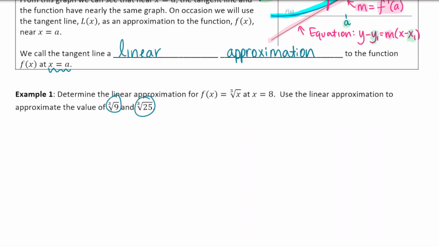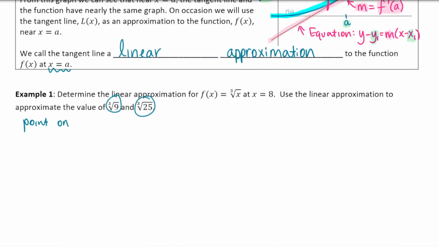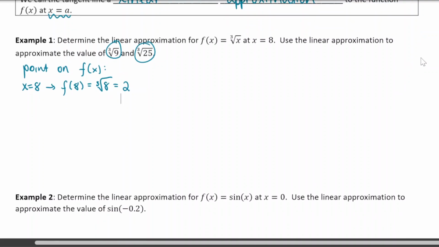First thing we want to do is find the point on f of x. They already tell me the x value, x is 8. We're going to plug that into the function to determine the y value. So f at 8 is the cube root of 8, which equals 2. Usually you want to do your approximation at a place where you can evaluate the function easily. This one works out nicely because 8 is a perfect cube, so I can evaluate that to 2 pretty easily.